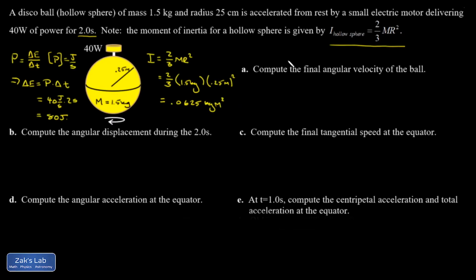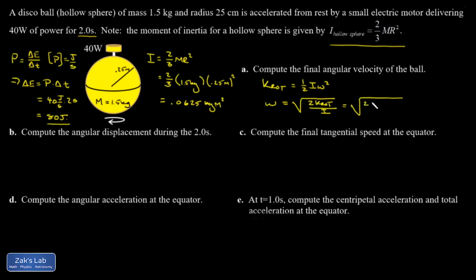Part A, compute the final angular velocity of the ball. Well, I know how much energy was pumped into it. So I can look at my rotational kinetic energy formula. K rotational is going to be 1/2 I omega squared. And I see pretty quickly here that I can solve for omega by multiplying by 2, dividing by I, and square rooting. So omega is going to be 2 times the rotational kinetic energy divided by I, square rooted.